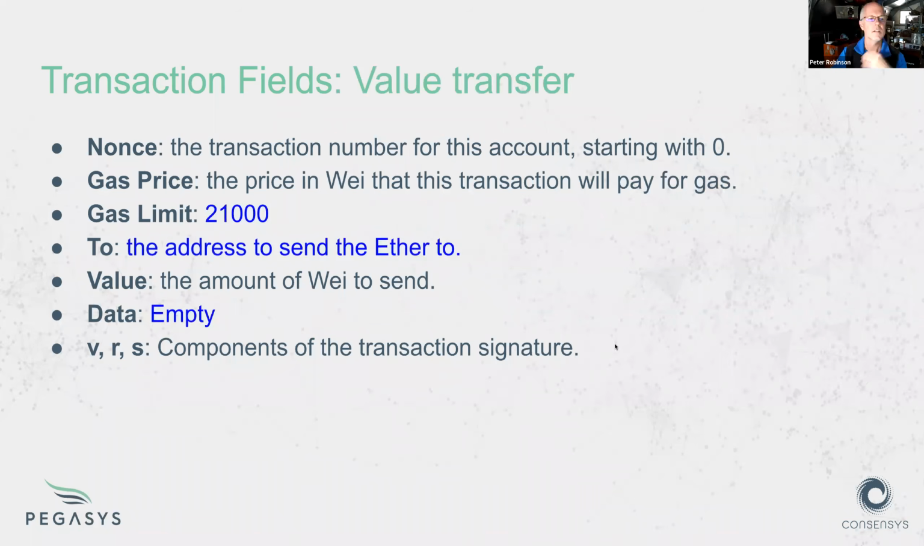So if you're just transferring money between accounts, then you have it set up like this, where you always specify just 21,000 because that is how much gas you need to use for a base transaction, and the address you're sending the ether to, and the value, and the data is usually empty.